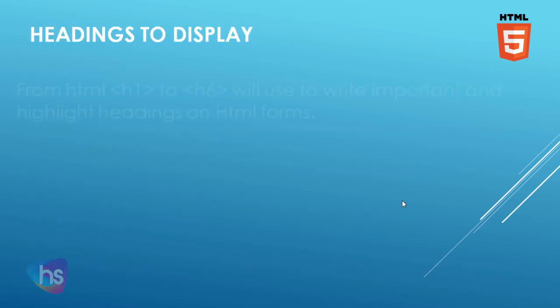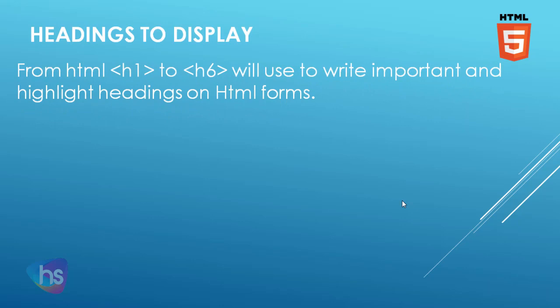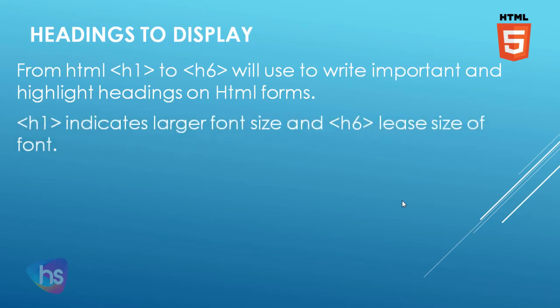And headings to display: from h1 to h6 are used to write important and highlighted headings in HTML forms. We discussed the h1 tags from h1 to h6 while discussing paragraph examples. The same thing happens here. h1 indicates the largest font size and h6 the least size of font. There is a typo here, it's the least size of font.